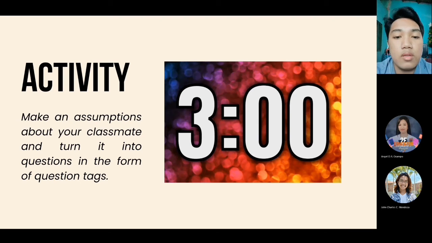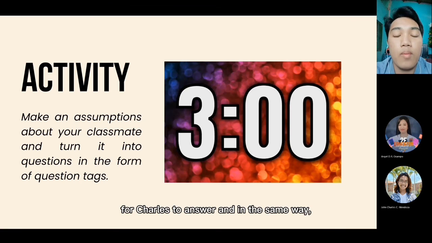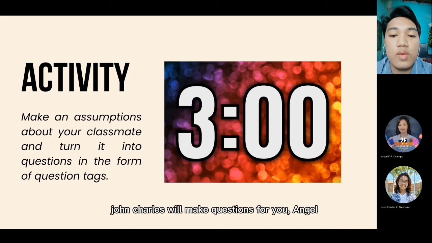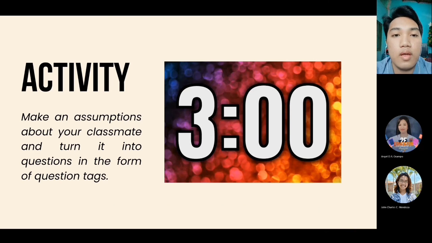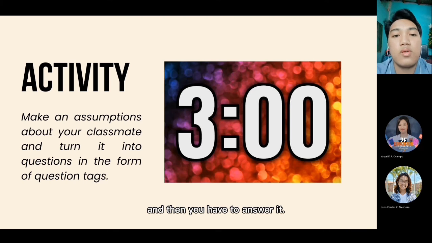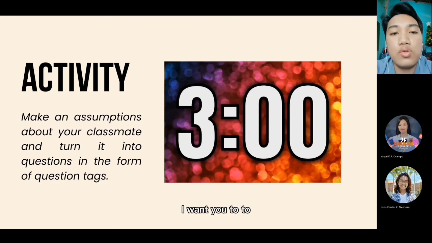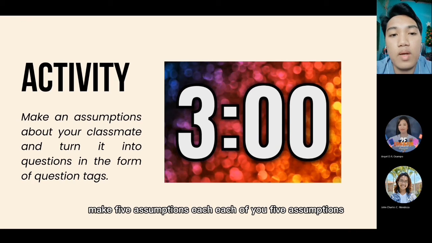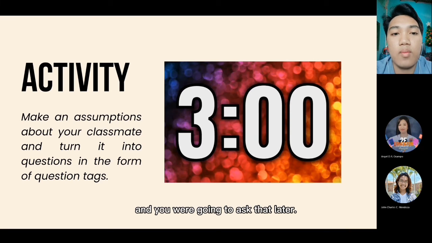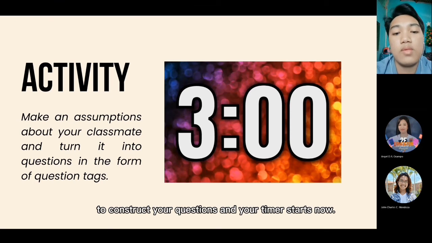Angel will make questions, and later on you will ask those questions for Charles to answer, and in the same way, John Charles will make questions for Angel, and then you have to answer them. For this activity, I want you to make five assumptions each, and you are going to ask them later. I'll be giving you 3 minutes to construct your questions. So your timer starts now.